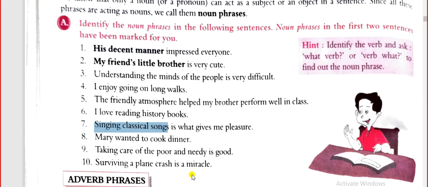Yes. So the noun phrase should be... Ma'am, what gives me pleasure? नहीं, ये नहीं होगा. This is not the noun phrase. What gives me pleasure का मतलब क्या निकल रहा है? Ma'am, singing classical songs होगा, ma'am. Yes, now you are correct. Everyone is correct? Everyone has understood? Yes, ma'am. We have understood.